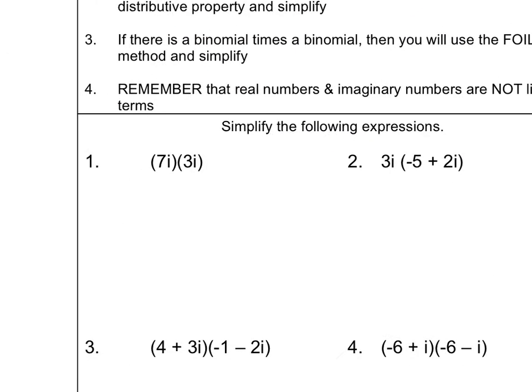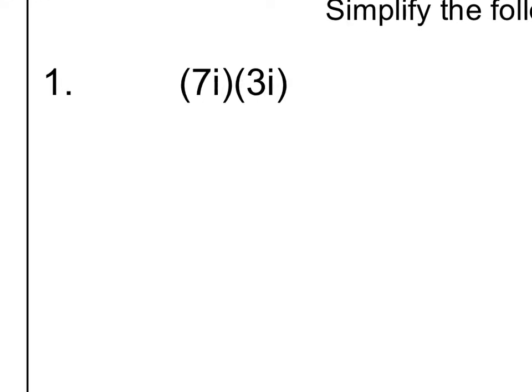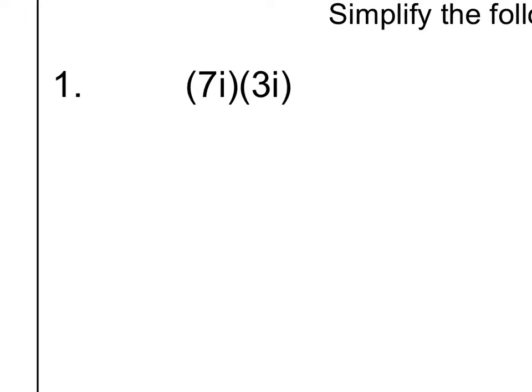Okay, let's take a look at the first example here. 7i times 3i. These are two monomials, and all we're going to do here is multiply these together. So 7 times 3 is 21. i times i is i squared. Now remember, i squared is -1. So this is essentially 21 times -1, and 21 times -1 is -21.